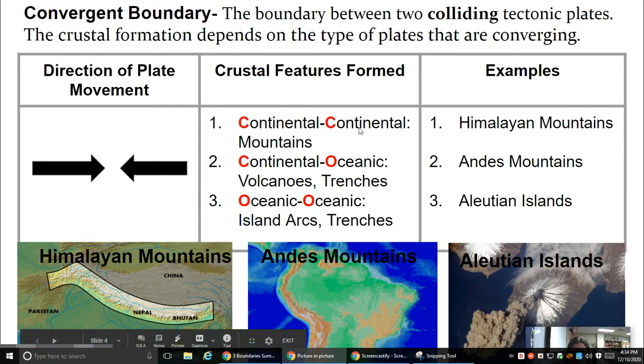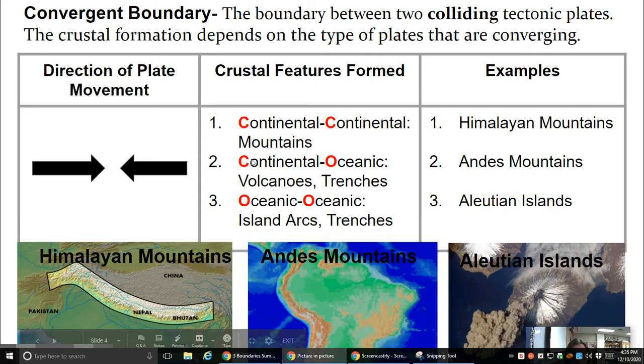So if we have continental plates colliding, like India and China, you're going to get mountains like the Himalaya Mountains, the tallest mountain range in the world. And they keep growing taller and taller because of the convergent boundary that they're on. Mount Everest is also found here.